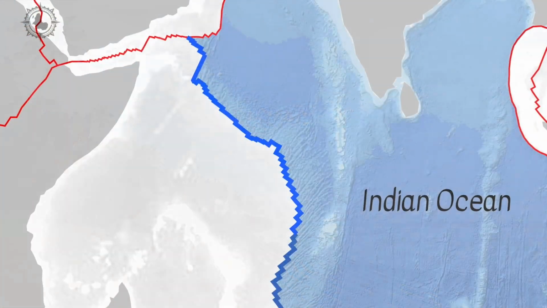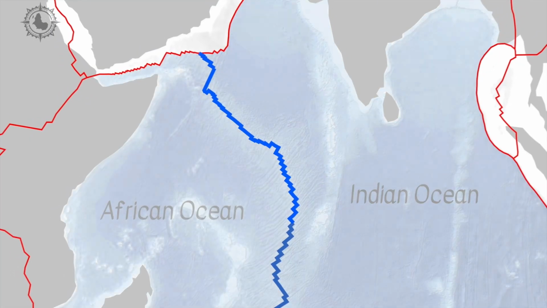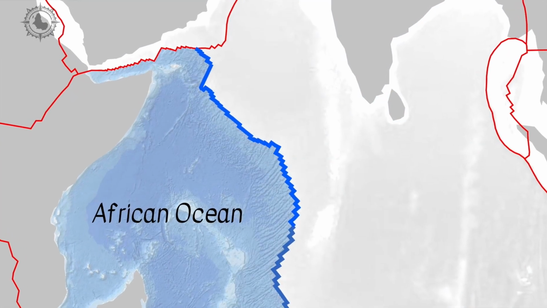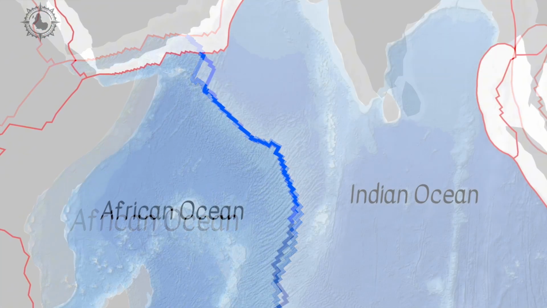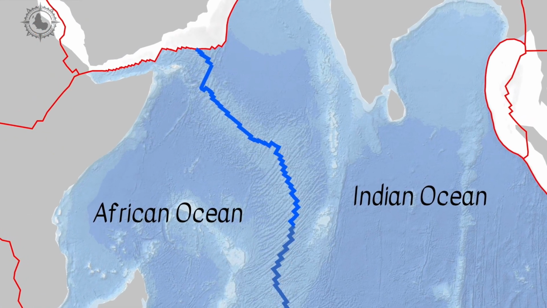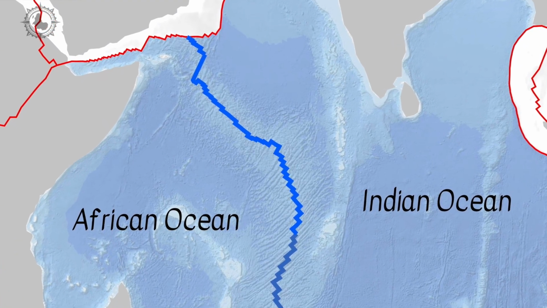The water that is above the seafloor on the eastern side of the ridge is the Indian Ocean. The water that is above the seafloor on the western side of the ridge is the African Ocean. And world maps will be more accurate when the location of the African Ocean is recognized.